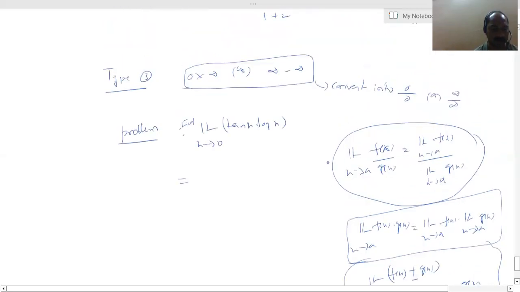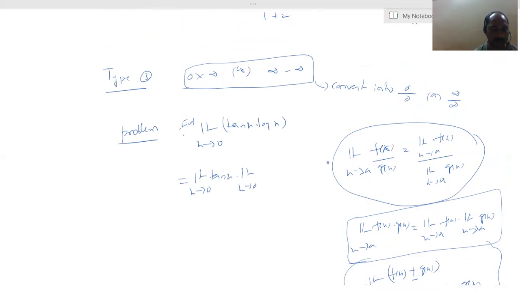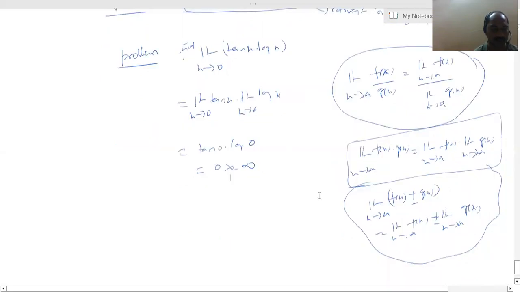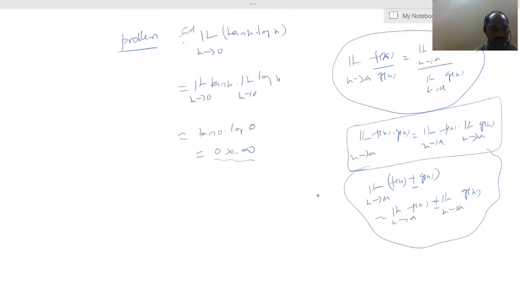Using these definitions, this limit value is written as limit x tends to 0 of tan x times log x. As in the previous problem, we do the same thing, substituting x tends to a in the numerator and denominator. Tan x into log x: tan 0 is 0, log 0 is minus infinity. This is a 0 into infinity form, either plus infinity or minus infinity, don't bother about it. So it is an indeterminate form, and we convert this expression into 0 by 0 form.